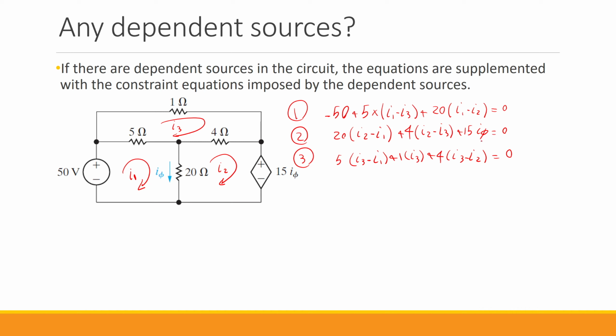But in this equation, we have this I phi. So how can we find the value for I phi, or at least the relationship for I phi? If you look closely, you see the I phi is defined as the current that goes from top to bottom in this 20 ohm resistor. So I phi is basically I1 minus I2. So if we replace I phi in this equation, then we have 3 simultaneous equations that can give us the values for the 3 mesh currents.